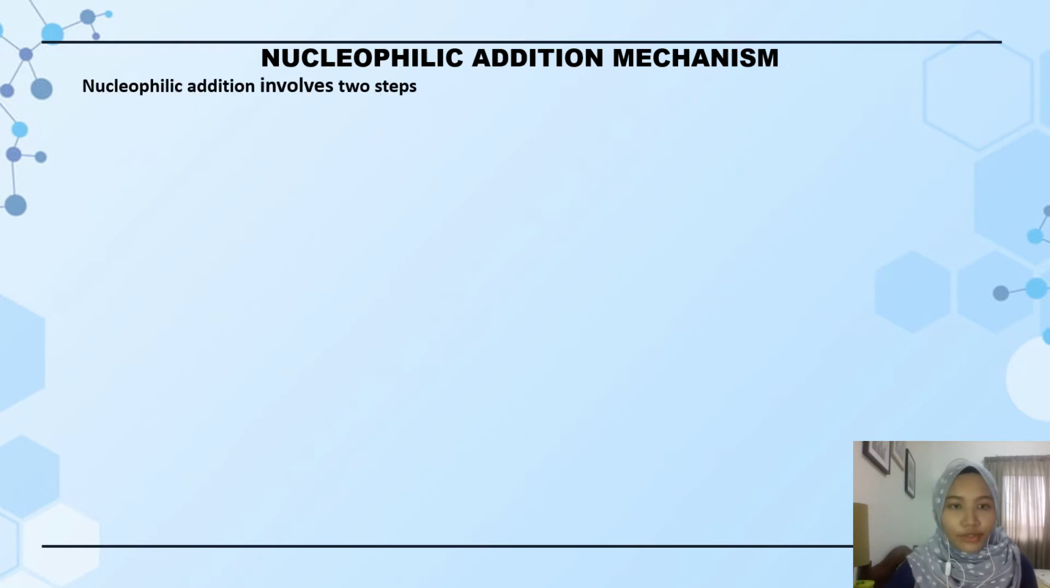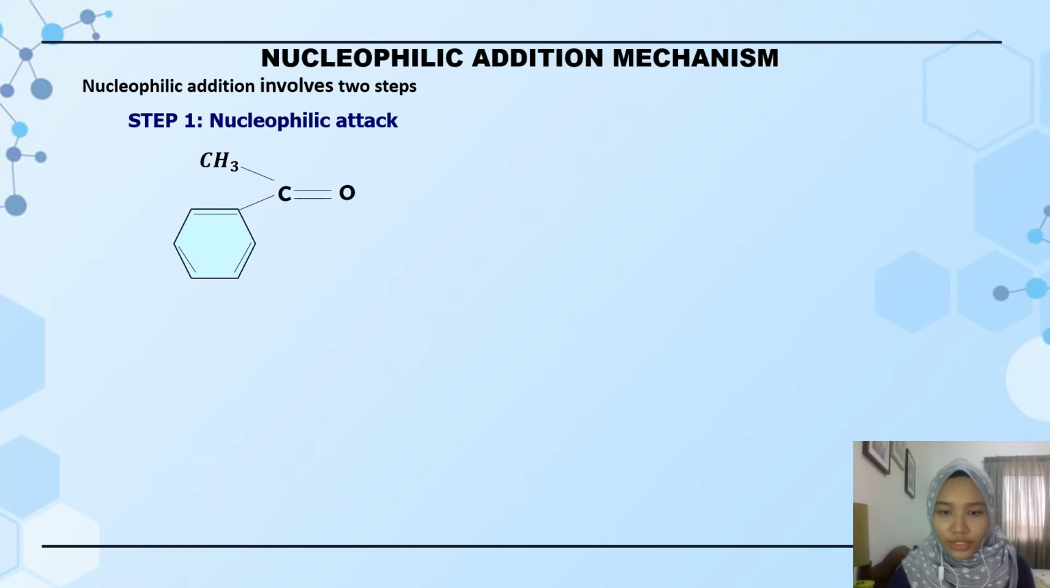So basically, the nucleophilic addition involves two steps. So what is the first step? Yes, step 1 is the nucleophilic attack. First thing first, we need to identify which one is the electropositive part and the electronegative part. So basically, this is the electropositive part and this one is the electronegative part. Then the electropositive part, which is the carbonyl carbon, is going to be attacked by the nucleophile. So basically, CN minus is going to attack the carbonyl carbon.